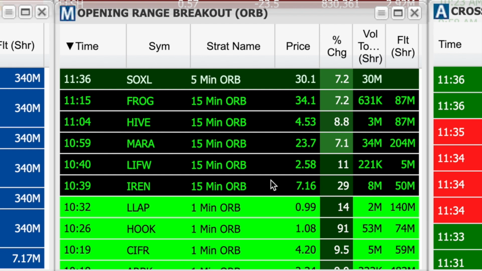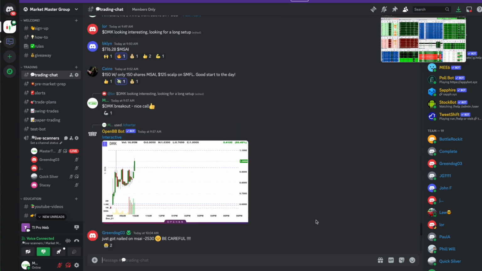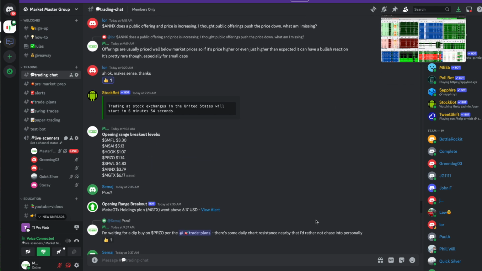Once a stock has a gap up and then it hits the opening range breakout scanner, that's a sign that the pre-market momentum is carrying into the market hours and the stock is continuing to run higher during those market hours. And to take it a step further, I post every single day the opening range breakout levels in the Market Master group for the stocks that have the best opportunity to gap and go.